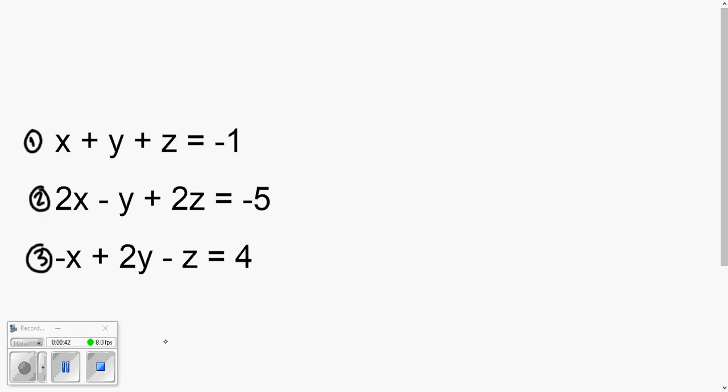I'm first going to do 1 and 3. So you'll see me do this just so I know which ones I'm dealing with. And I tend to always rewrite equations so I don't get lost. So that's equation 1 with equation 3.